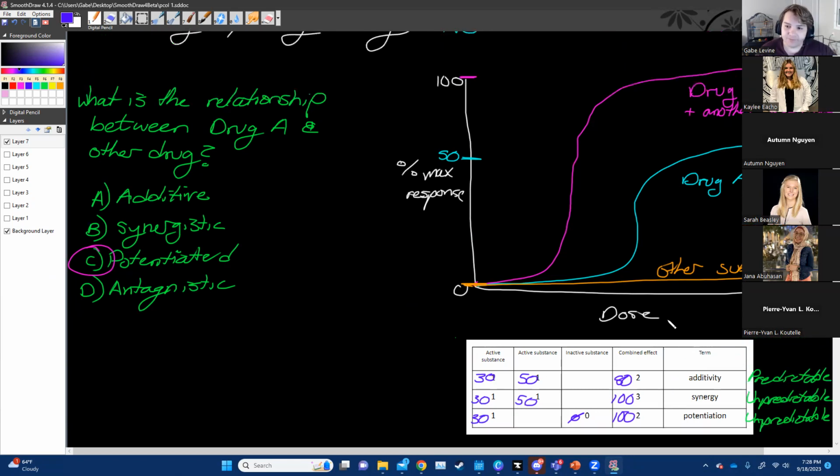The other thing that we can say from this graph is that we have a left shift. We give drug A alone, and we give it with this other substance, and we see that our graph has slid to the left. So the question becomes, is drug A more potent when it's administered with this other substance?